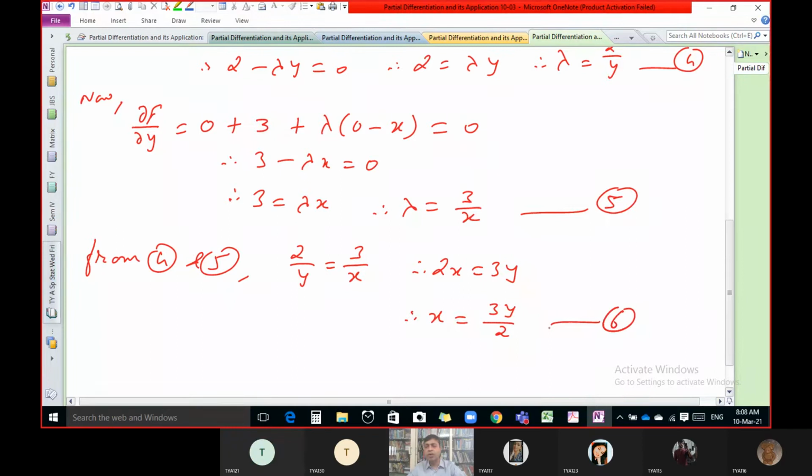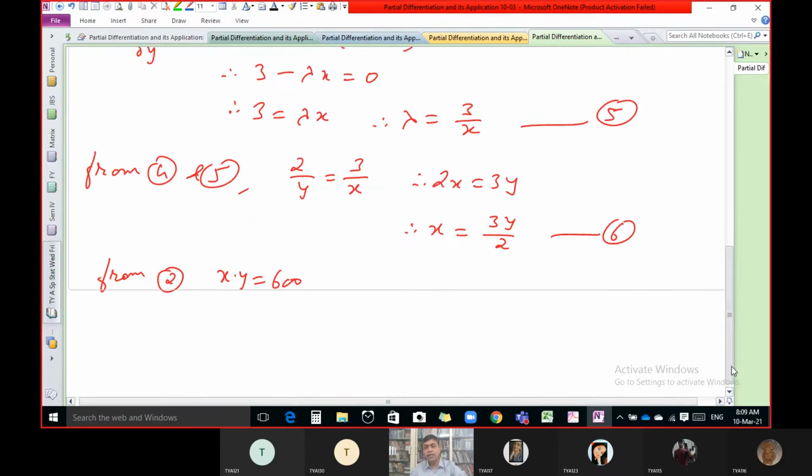And now put the value from equation 6 in equation 2. Our equation 2 is x into y equal to 600. In this, put the value of x.